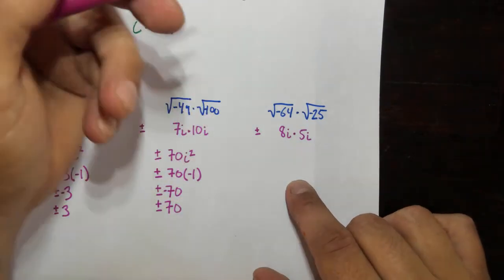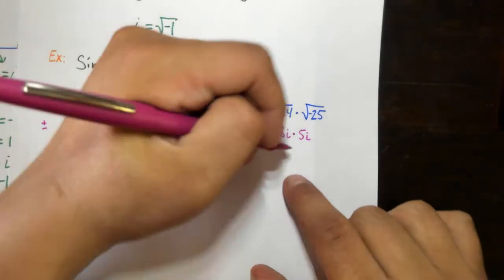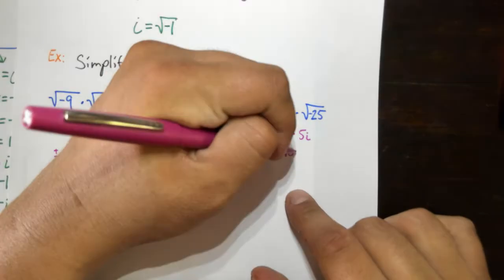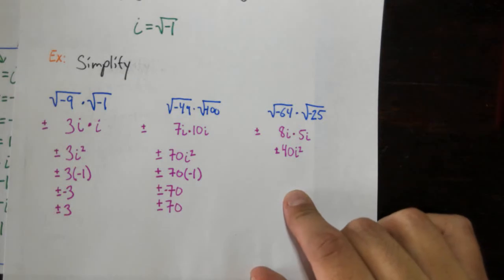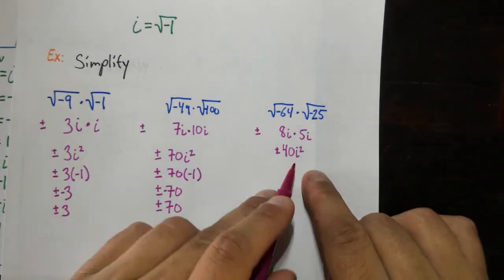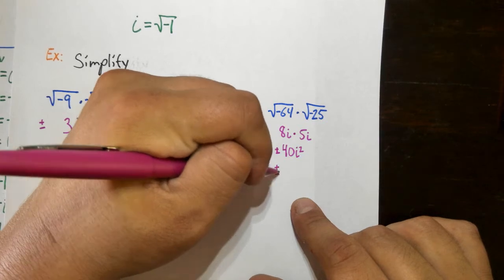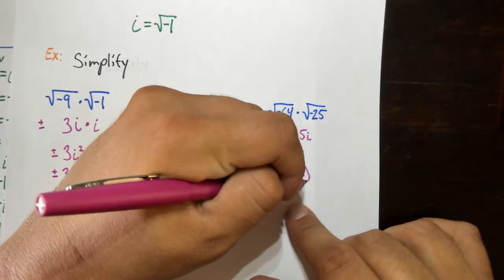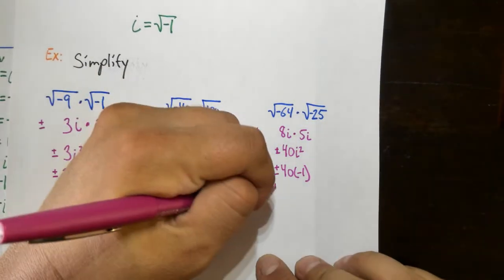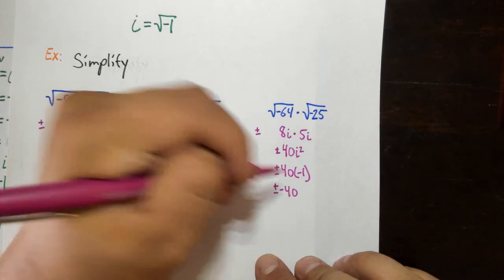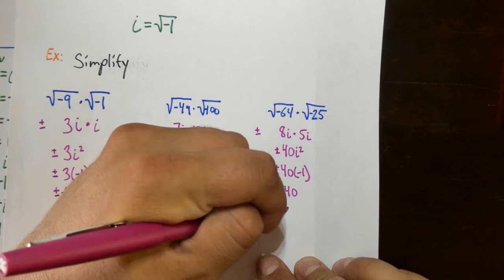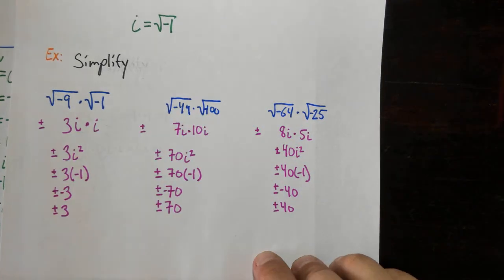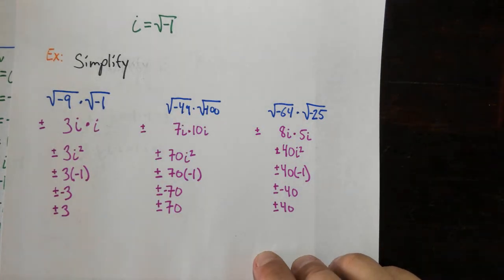So let's multiply these together now. 8 times 5 is 40. i times i is i squared. Don't forget my plus or minus out front. Let's substitute negative 1 for i squared, which is technically square root of negative 40. But since we're talking about both plus and minus, we can just say plus or minus 40. And that's it.